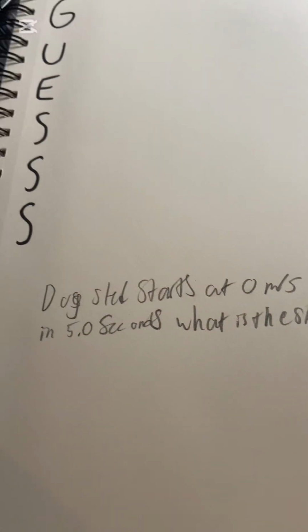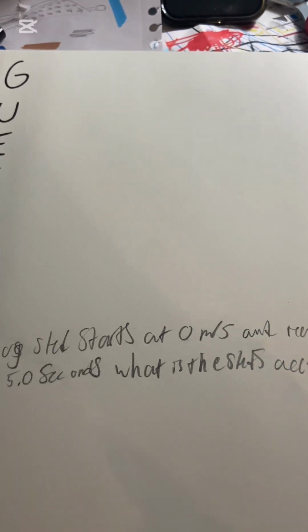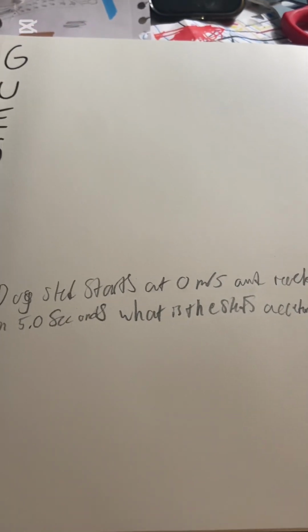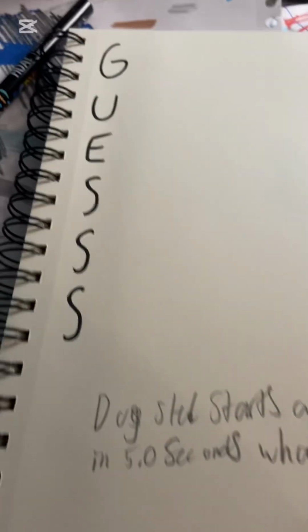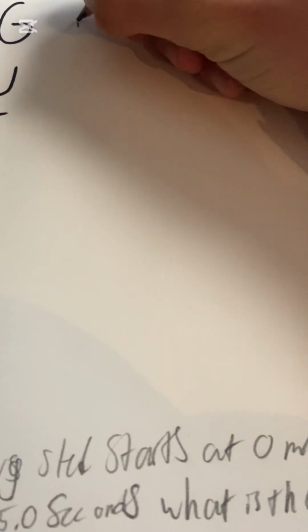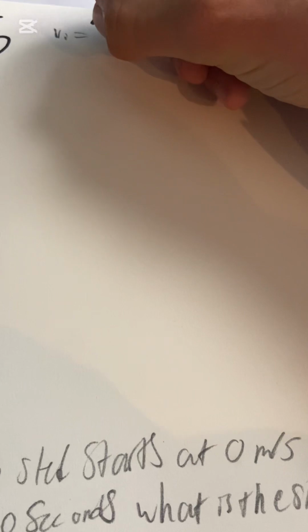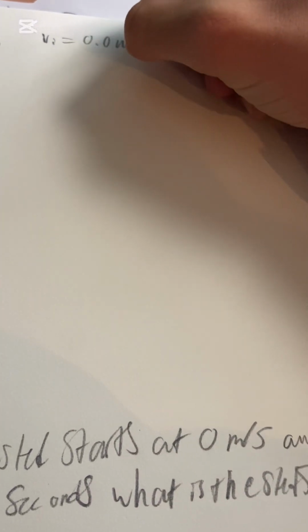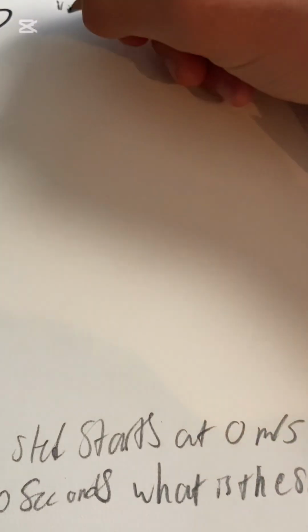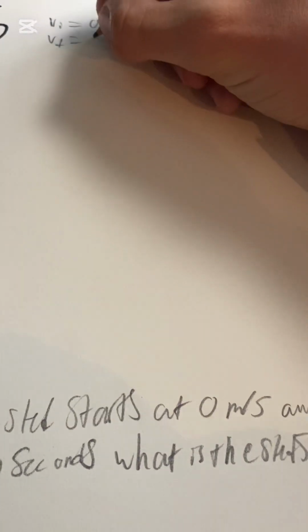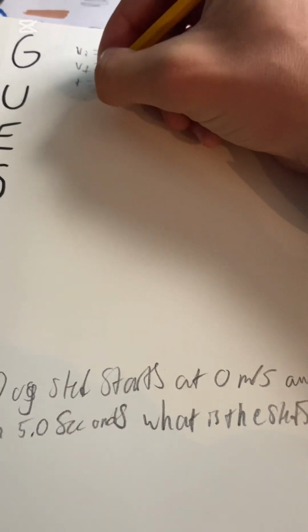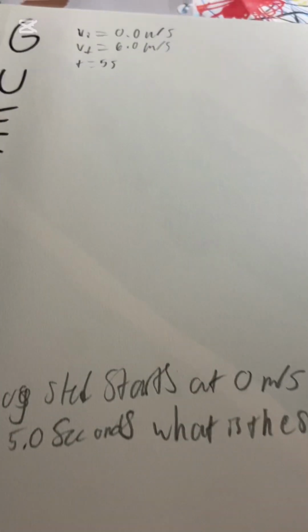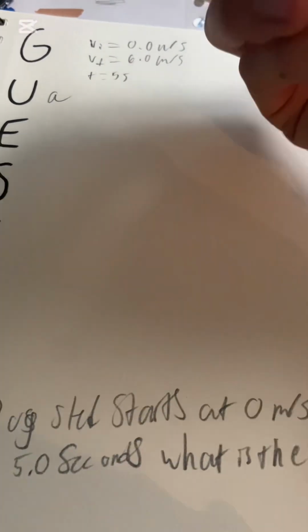That is a good setup for what I'm about to do. Okay, the question I have for the GUESS method is, a dog sled starts from 0 meters a second and reaches a velocity of 6 meters a second in 5 seconds. What is the sled's acceleration? So what we're given is the initial velocity is equal to 0.0 meters a second. Final velocity is equal to 6.0 meters a second. And the time it takes is 5 seconds. The unknown is the acceleration, which is what we're looking to find out.